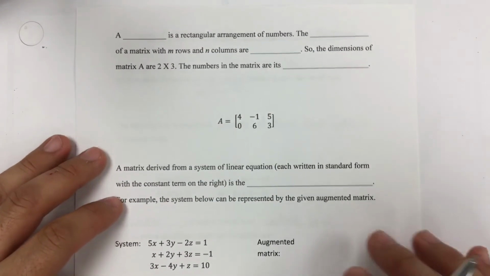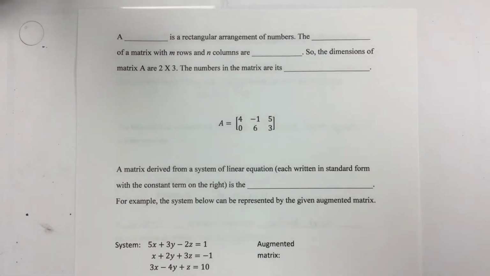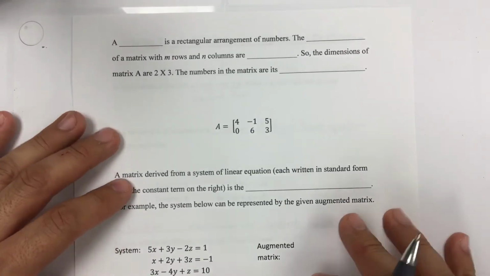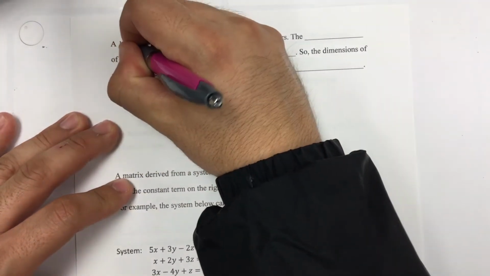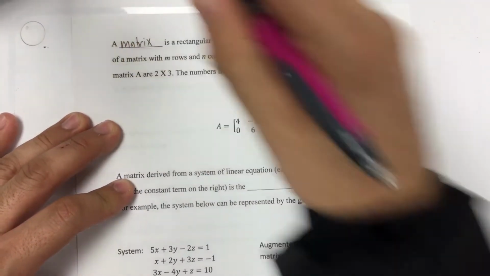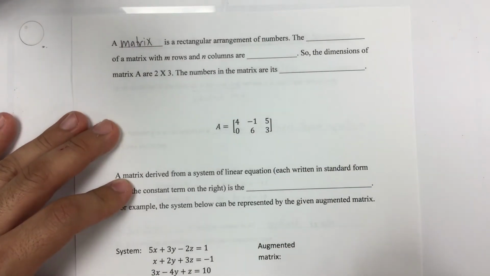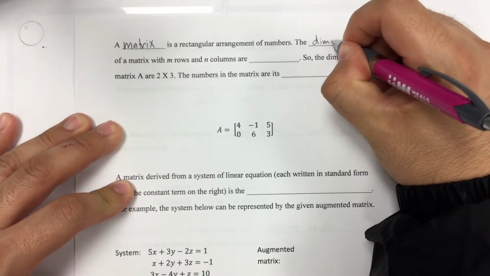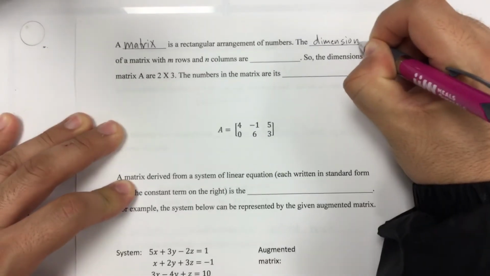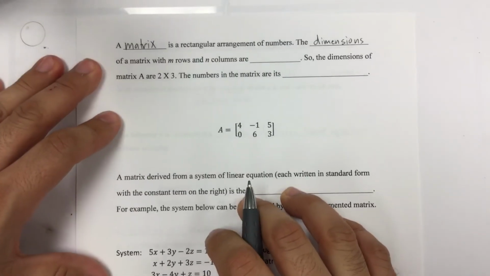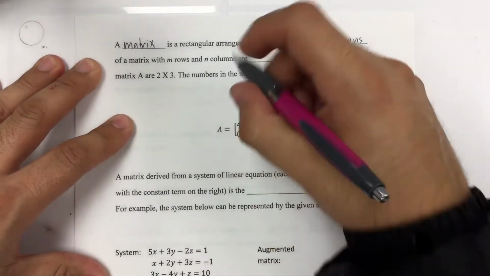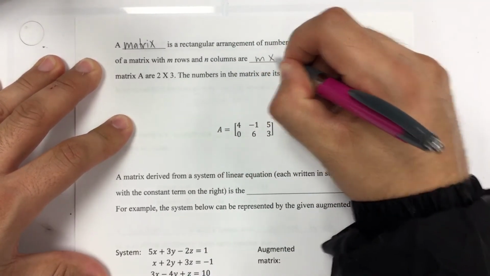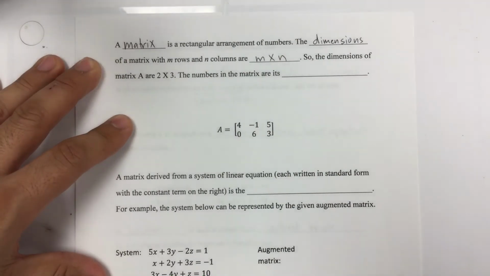Okay, now we're going to take those 3x3 systems, and we are going to now convert them into what we call matrices. So first off, a matrix is a rectangular arrangement of numbers. The dimensions of a matrix with m rows by n columns are read as m by n. So it's an m by n matrix.